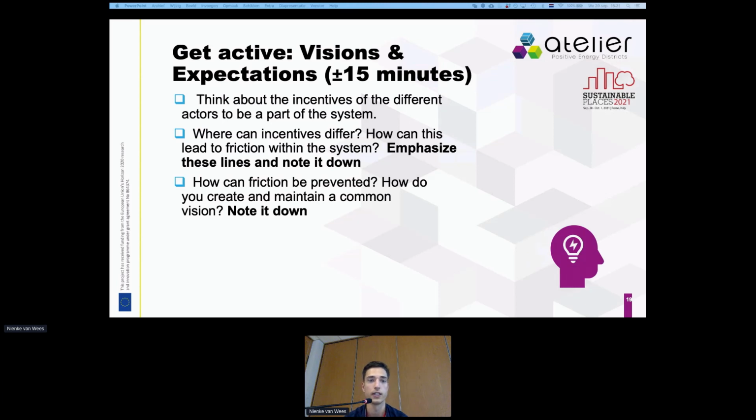So emphasize these lines. I've given some of you, for example, a red pen, so you can draw red lines if you want, or just put a minus next to it. And also note down where you think incentives can differ and how this can lead to friction. But also actively think about how friction can be prevented. When you have a common vision, or when you create one, how do you make sure that this does not fall apart when going further into the project? How can friction be prevented, and how do you create and maintain a common vision? Please note that down.